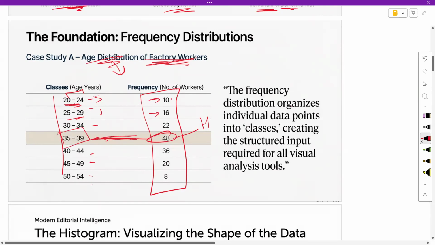The frequency distribution organizes individual data points into classes, creating the structured input required for all visual analysis tools. So this is the foundation for making visualization, right? First we convert the raw data into group data, which means a frequency distribution. Based on this, we will go forward.